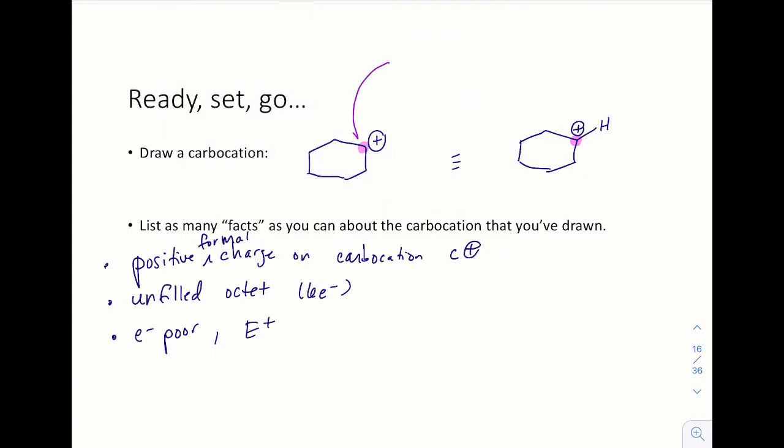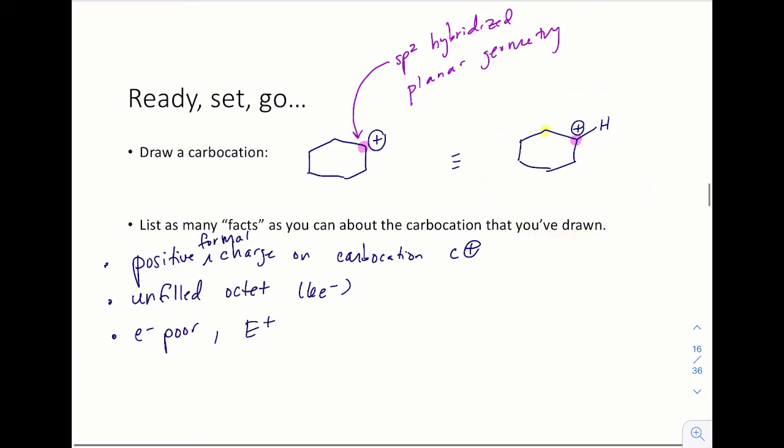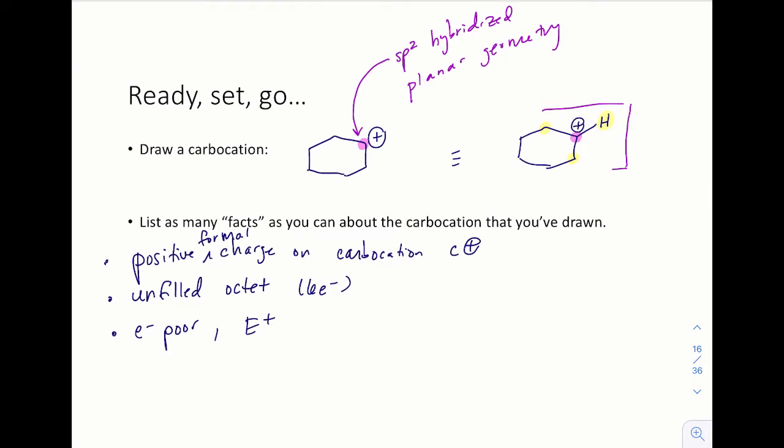You may have listed that the carbocation carbon is sp2 hybridized with a planar geometry. In fact, I'm going to move over to this representation. This carbon, and this hydrogen, so everything bonded to the carbocation carbon, occupies the same plane. So all 3 of those atoms occupy this plane, the plane of the page. You may have written down the bond angles. There are 120-degree bond angles.